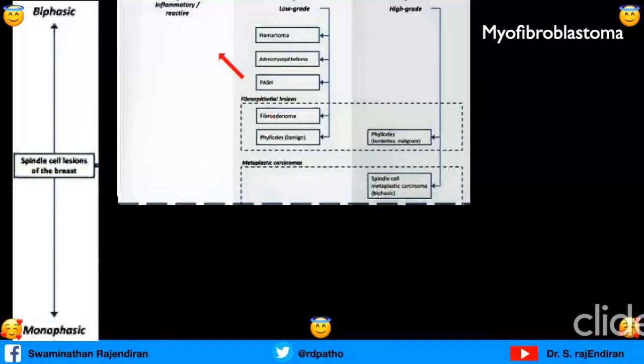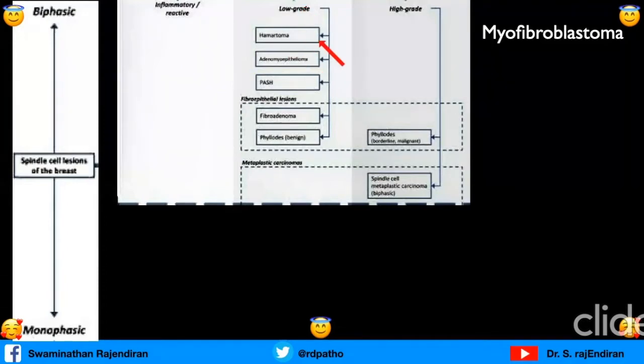That brings up how to approach a spindle cell tumor. Any spindle cell tumor in the breast, you have to see whether it is monophasic or biphasic. If it is biphasic, we have to think of whether it is low grade or high grade. No inflammatory or reactive condition in biphasic. Biphasic means spindle cell, epithelial and stromal cell.